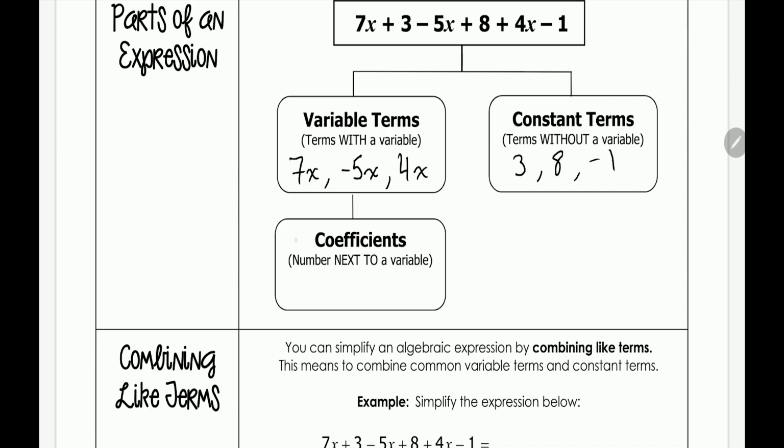Finally, we have coefficients. Coefficients are a little different since they are a branch off of variables, and they are the number that's next to the variable. In this case, 7 would be a coefficient because it's next to the x. Negative 5 is as well, and 4 is. So we have 3 different parts: the variable terms, the constant terms, and the coefficients. I'm going to be using those throughout this entire lesson, so if you do not understand it, you have to let me know as soon as possible so I can try and explain it to you a little bit better.